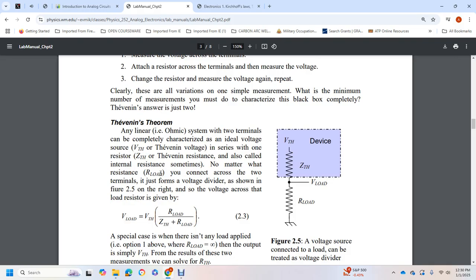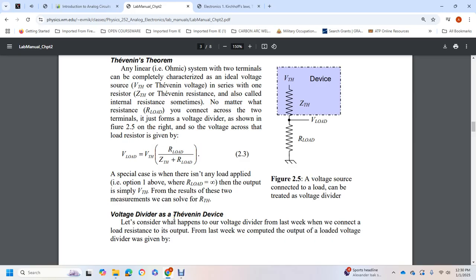Thevenin theorem: a linear ohmic system with two terminals can be completely characterized as an ideal voltage source, the Thevenin voltage, in series with one resistor, the Thevenin resistance, also called the internal resistance. It doesn't matter what resistance load you connect across the two terminals; they form a voltage divider as shown in figure 2.5 on the right. The voltage across the load resistor is given by the load voltage equal to the Thevenin voltage times the load resistance over the Thevenin resistance plus the load resistance.